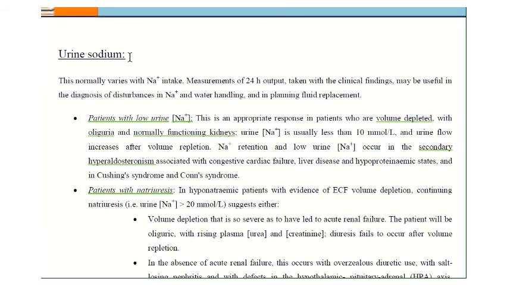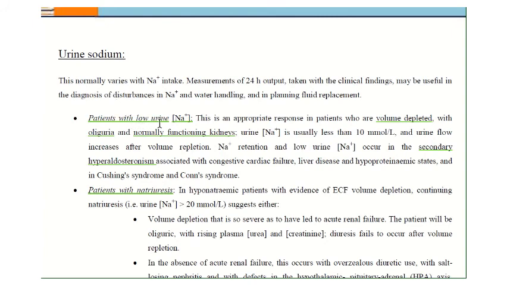وأيضا اليورين صوديوم ممكن قياسه في اليورين specimen. This normally varies with sodium intake. Measurement of 24-hour output taken with the clinical findings may be useful in the diagnosis of disturbances in sodium and water handling and in planning fluid replacement.